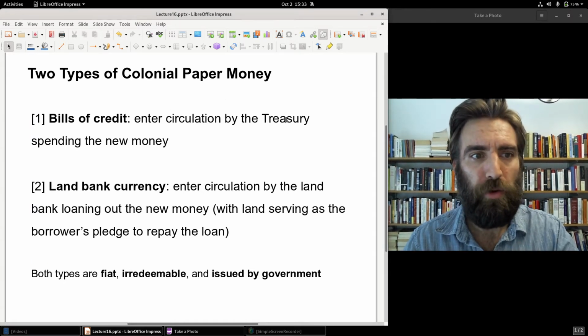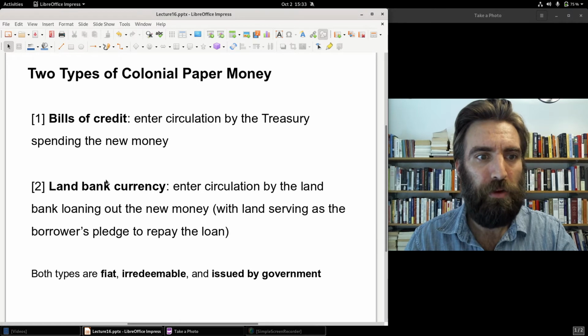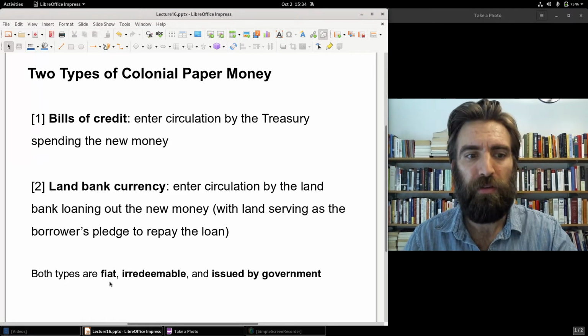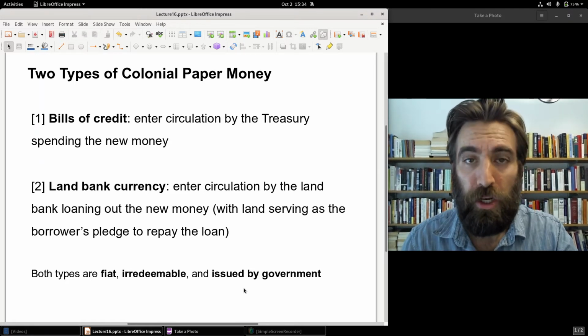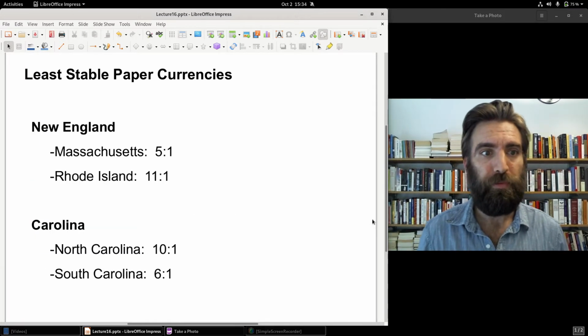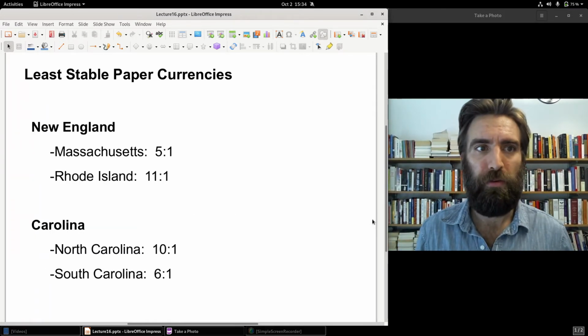This one was issued by the Treasury through the spending of new money. This one was issued by the bank. Both types of currency were fiat currency, irredeemable, and issued by the government. Okay, so that's what they had in common. Some were more successful than others.